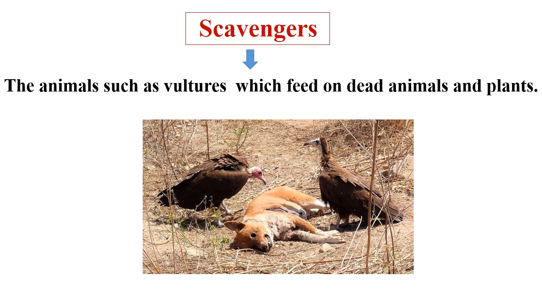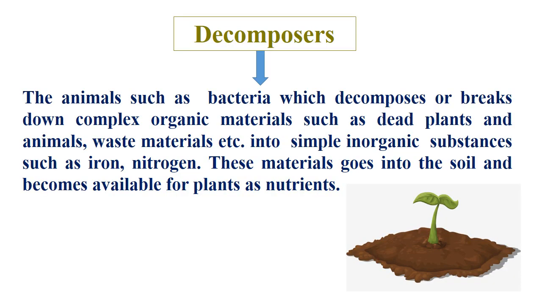Next is decomposers. So what is a decomposer? Decomposer means one who breaks something down. So decomposers are organisms such as bacteria which decompose or break down complex organic material such as dead plants and animals and waste material into simple inorganic substances in the form of iron and nitrogen. This material goes into the soil and becomes available to plants as nutrients.